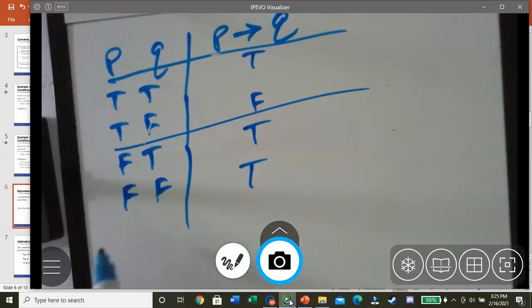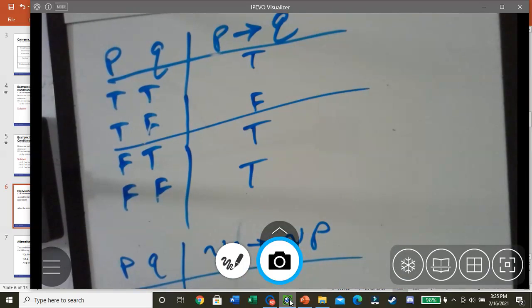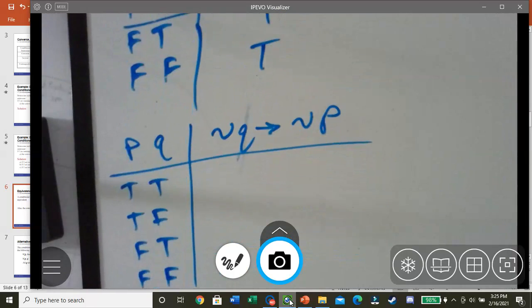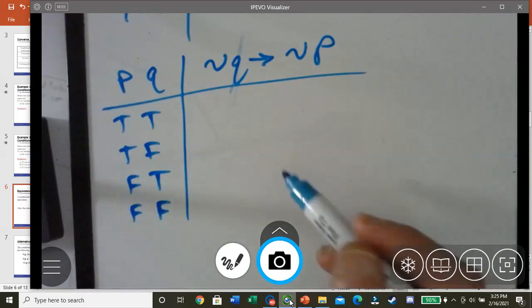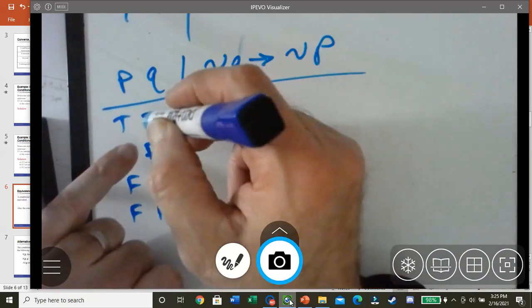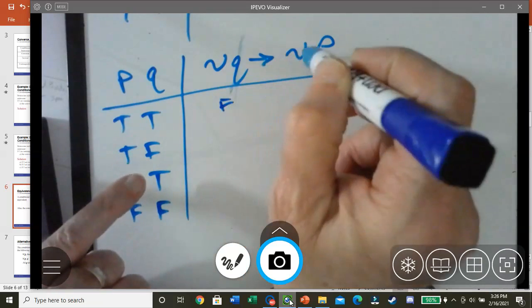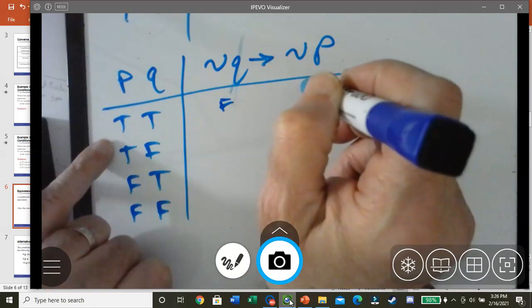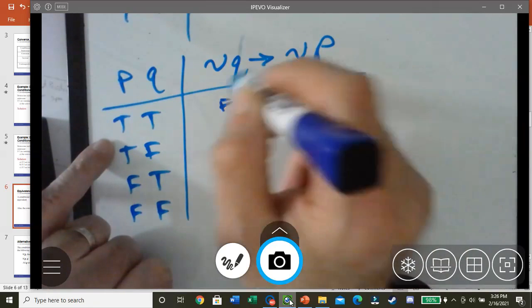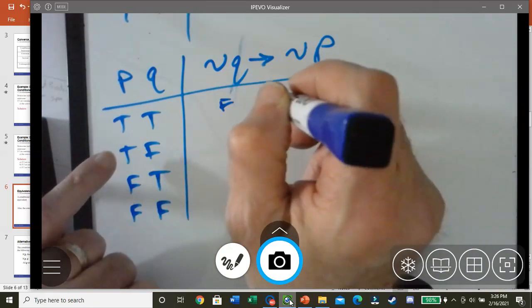Okay, everything else is true. So contrapositive, P, Q, if not Q, then not P. Okay, we have true, true, true, false, false, true, false, false. All right, so if Q is true, then not Q is false. If P is true, then not P is false. So we're saying if false, then false, that's true.